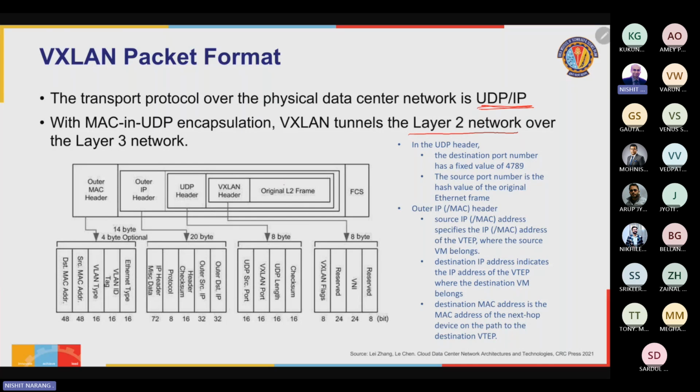So this is the original L2 frame. This is what the VM has generated. VM1 has generated it to be sent to VM2. It's the original L2 frame. VXLAN will first put a VXLAN header. Why do I need the VXLAN header? Because this is where I have the VNID. This is where I am able to distinguish between the different tenant networks. So this you can see is the VXLAN header.